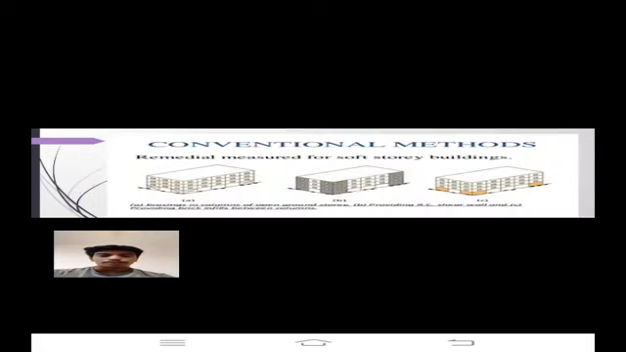And there are some remedial measures for soft storey buildings. The first diagram shows bracing in columns of an open ground storey. The second diagram shows providing an RC shear wall, and the last diagram shows providing brick infills between columns.